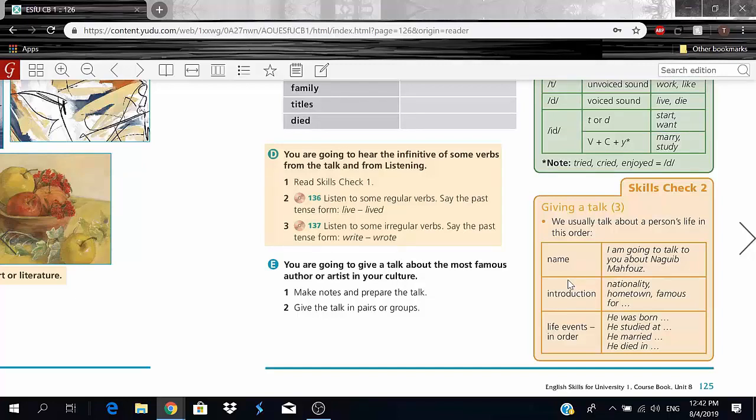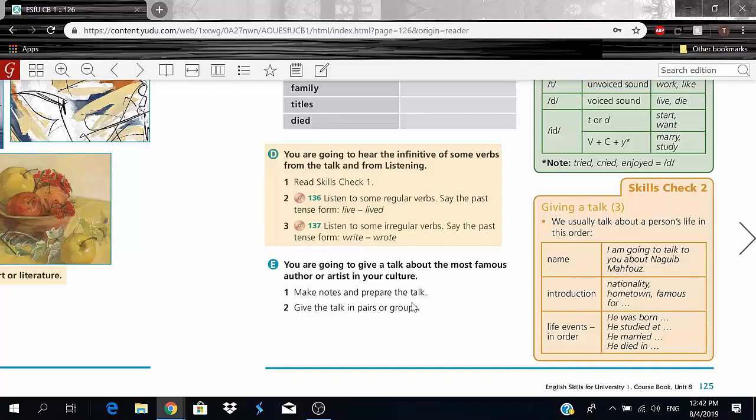Don't say, for example, he married, and then he died, and then say he was born and he studied. No, keep it in order. He was born, and keep it going, and then he studied, same thing. He married, give some information about that. And finally, end it with he died, and boom. So this is how it's usually going to go.